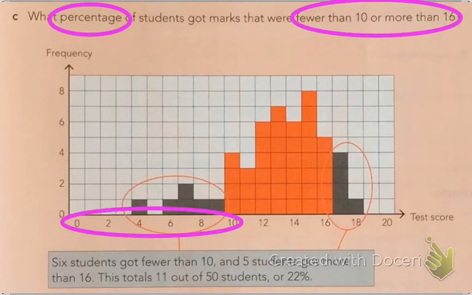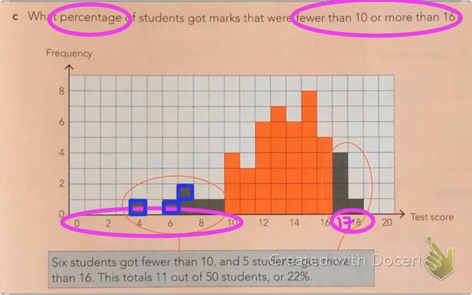Firstly, we want to look at how many students got fewer than 10, so less than 10, not including 10. We also want to look at more than 16. So we can't include 16 because it's more than, so we're looking from 17 upwards. Those are the two groups that we want to identify, how many students are in those two groups. So now our next step is to count those number of students.